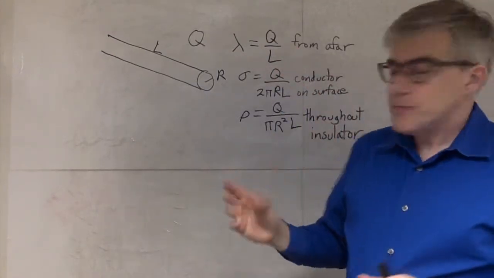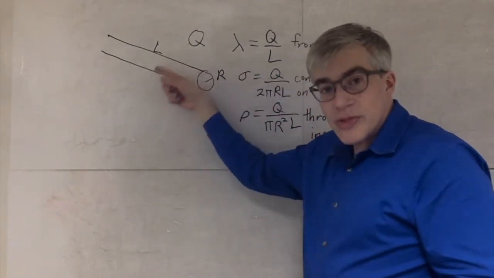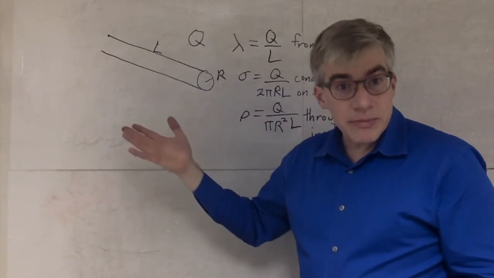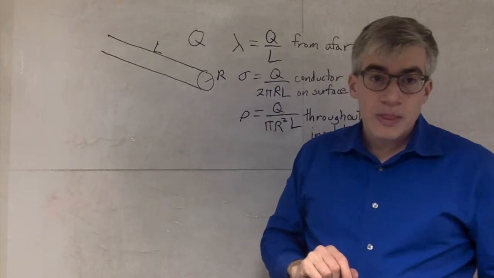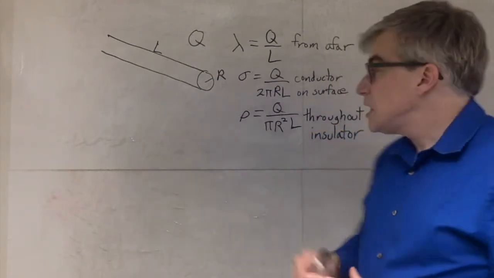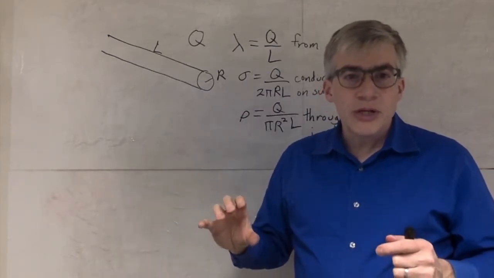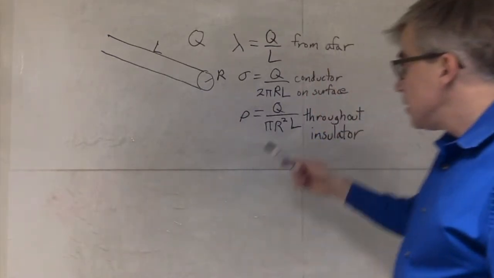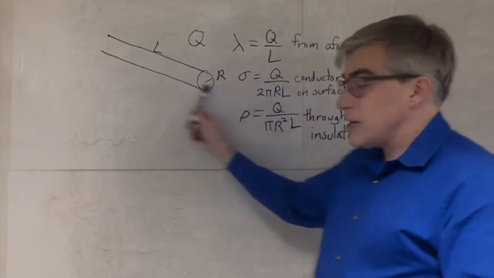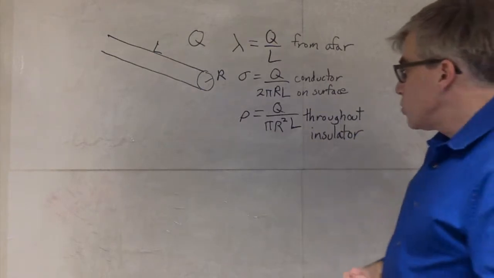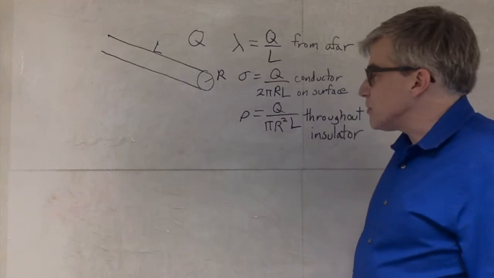If it's a conductor, and we zoom in on it close enough to see, then we would see that the charge is all on the surface, so it would actually be a sigma. Sigma is charge divided by 2 pi r times L. There's even a third possibility. If this material was charged all the way through, it had a uniform charge density in 3D, then the charge density would be charge divided by the volume, which would be pi r squared times L. So which one it is depends on your problem, depends on the exact description.